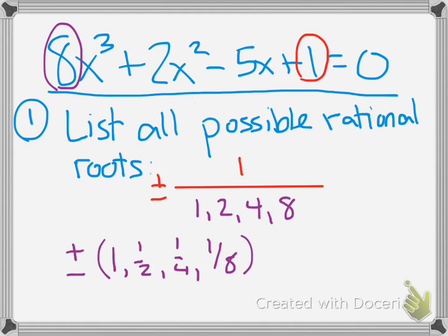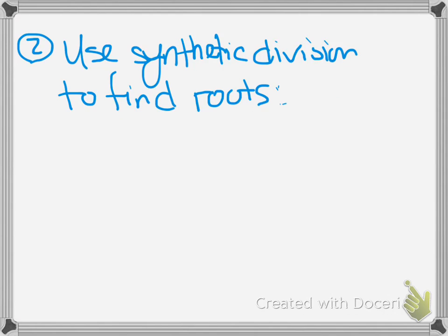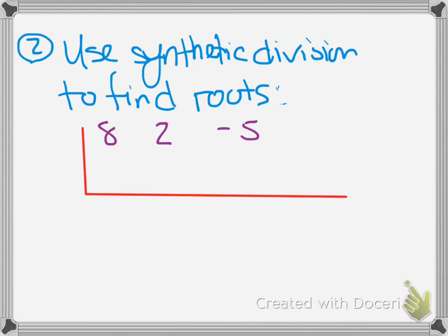Now, after we've listed our possible rational roots, we want to figure out which ones work. And to do that, we use synthetic division to find the roots. So remember, in synthetic division, we put down the coefficients, 8, 2, -5, and 1. Not having everything in cubed, squared, first, nothing. So we'll try our integers first, and hopefully we get lucky.